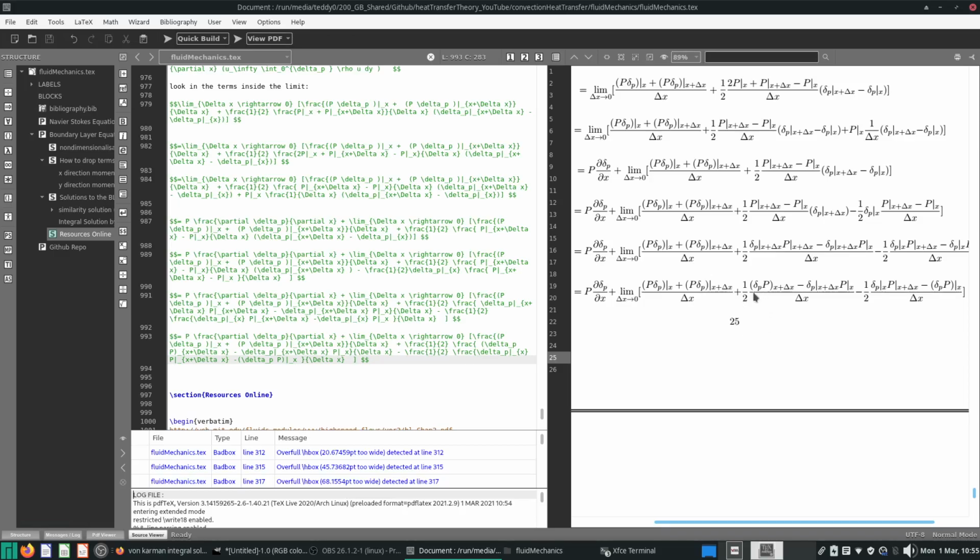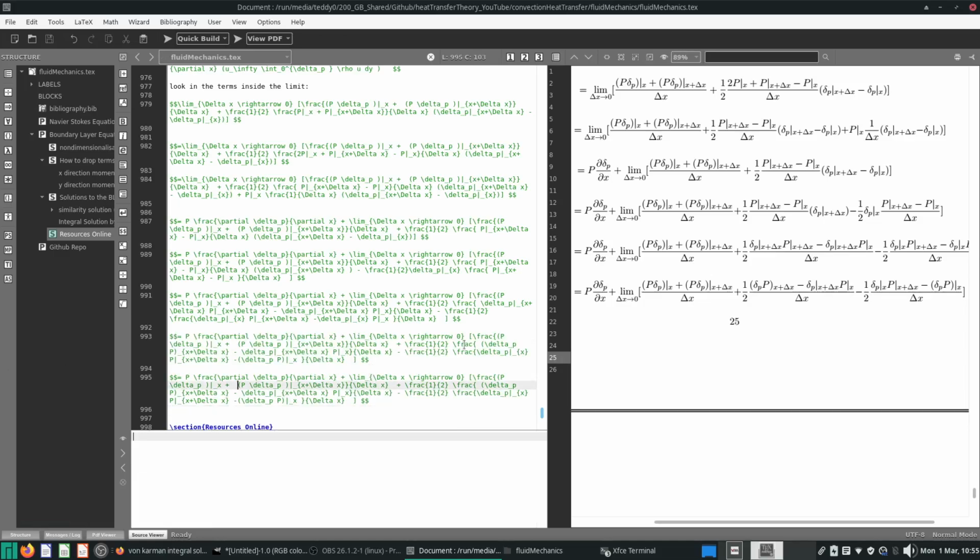Okay, so we'll have to bring this delta p, this whole thing here, evaluated at x plus delta x to here. So that will just be 1.5 p delta p evaluated at x plus delta x. So let's just do it very slowly. We don't make any careless mistakes. 0.5. So that enables us to just delete this term off.